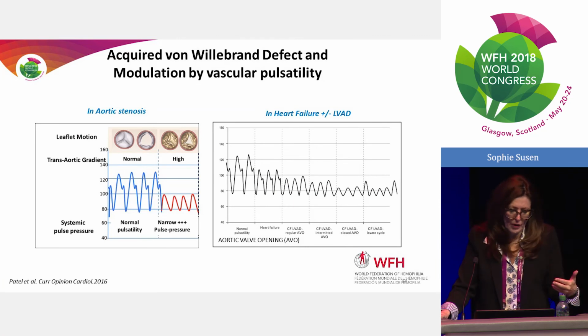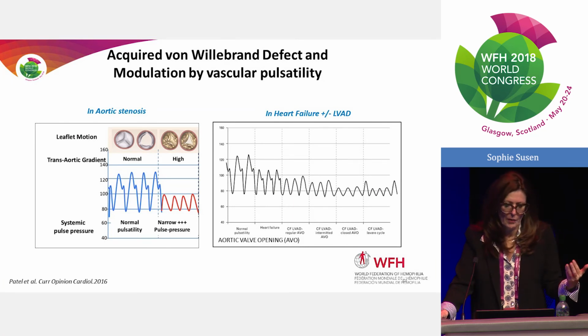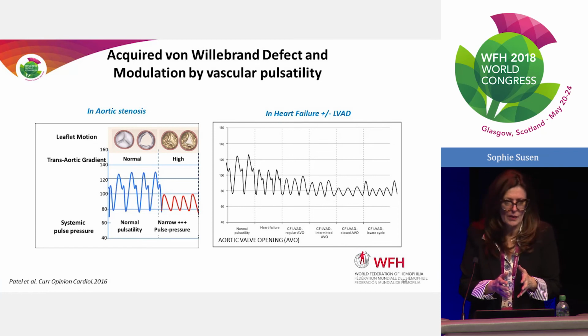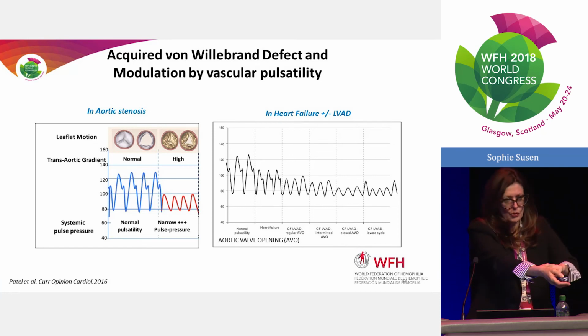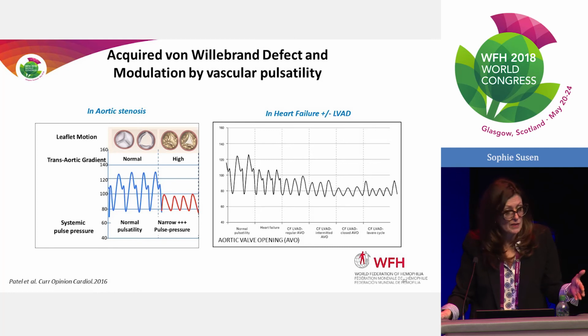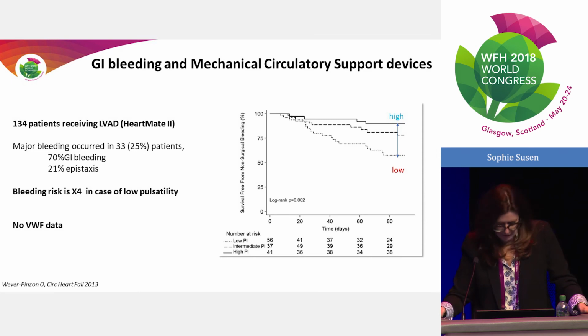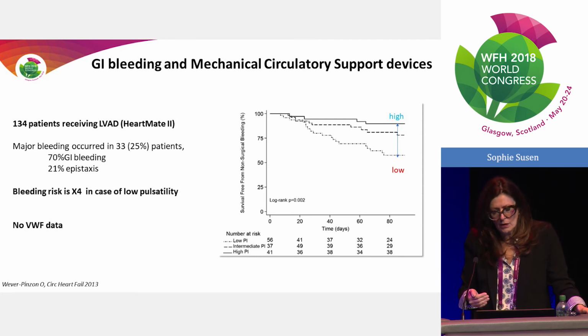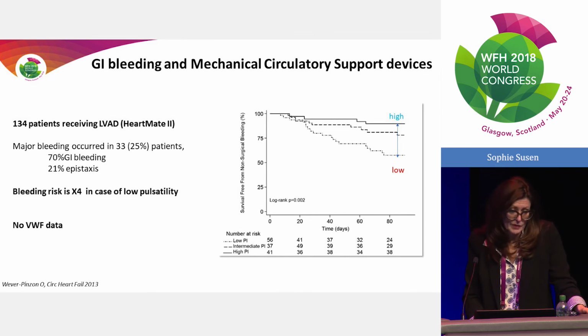And so to understand that, we must think about vascular pulsatility. Pulsatility is the difference between systolic and diastolic blood pressure, and it's what you feel when you take the pulse. In some situations, you've got a decrease in pulsatility, in aortic stenosis for instance, in heart failure, and in patients with cardiac assist devices. And what has been shown in patients receiving cardiac assist devices is that the range of pulsatility is associated with the risk of bleeding. The risk of bleeding is increased by fourfold in case of low pulsatility. And there were no data on VWF.